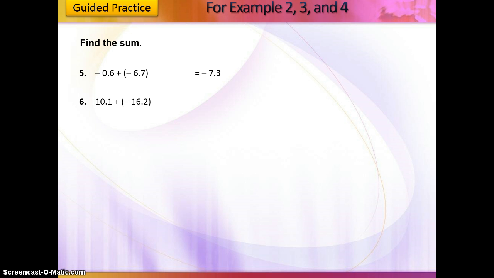Number 6, 10.1 plus negative 16.2. Since the signs are different, we're going to subtract the absolute values and keep the sign of the larger absolute value, which is negative. So we will subtract 16.2 minus 10.1, and the answer will be negative 6.1.